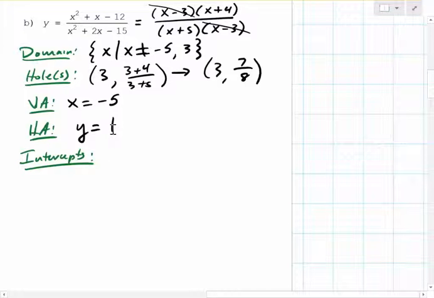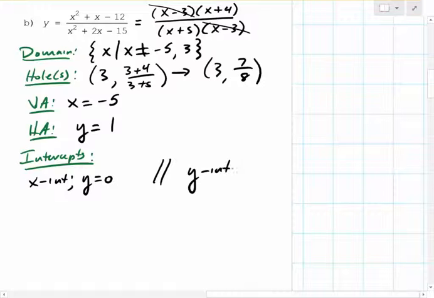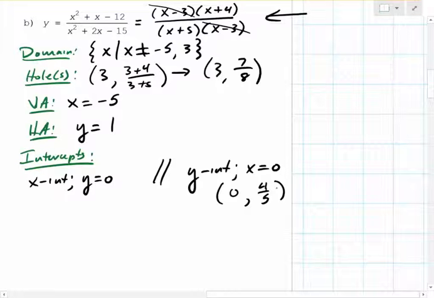How many types of intercepts are there? 2. The x-intercept is when y is 0. And the y-intercept is when? Which one's generally easier to find? The y-intercept. If I plug in x equals 0 into that equation, you get 0 plus 4 over 0 plus 5. So what's left? 4/5. How many y-intercepts can a function have? 1. If it has more than one y-intercept, it is not a function. Doesn't pass the vertical line test.